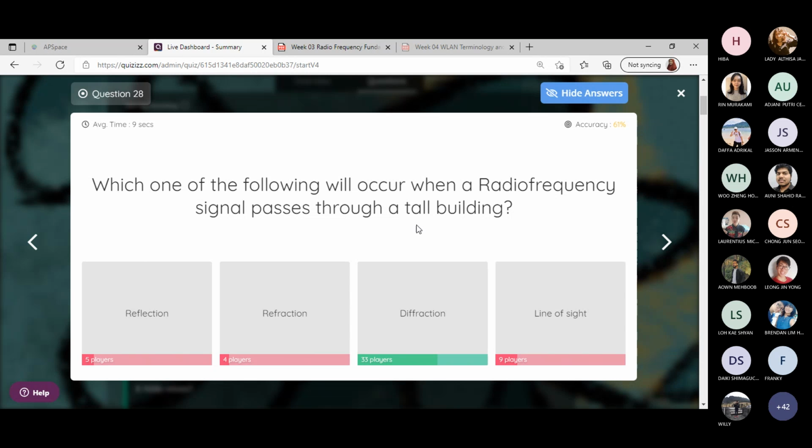Which one of the following will occur when a radio frequency signal passes through a tall building? So I talked about the KL area, KLCC area, diffraction just now, right? So the majority of you got it right.